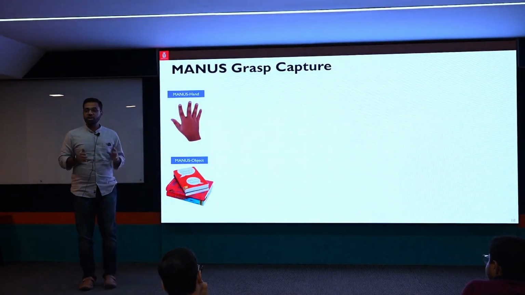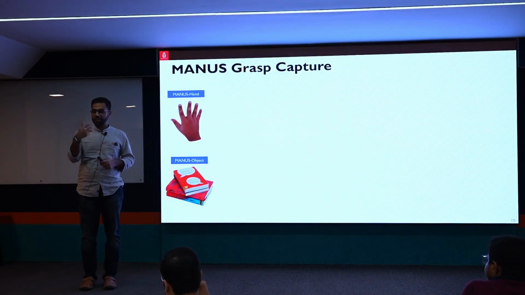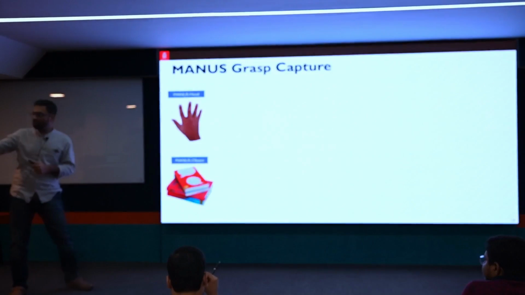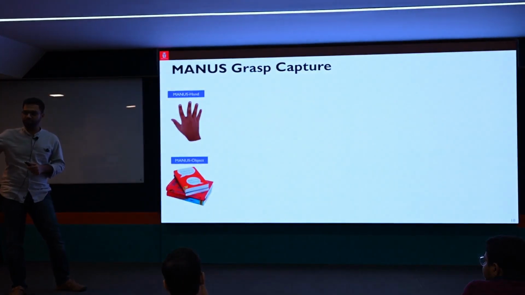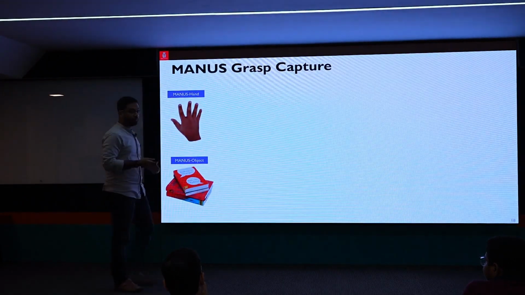Okay. Now we are not done yet. We've captured the object. We've captured the hand. But we also want to know where the hand makes contact with the object, which parts of the object touch the fingers, right? We want to know these things. How do we do that?